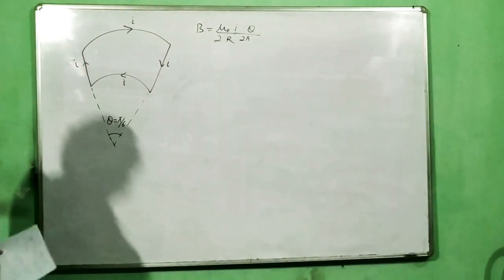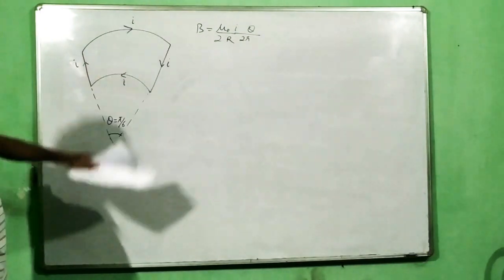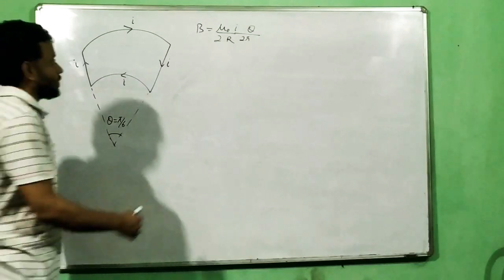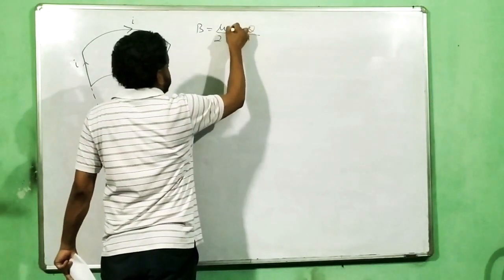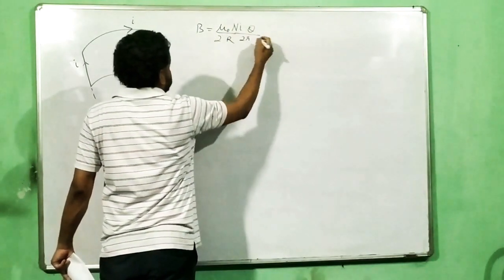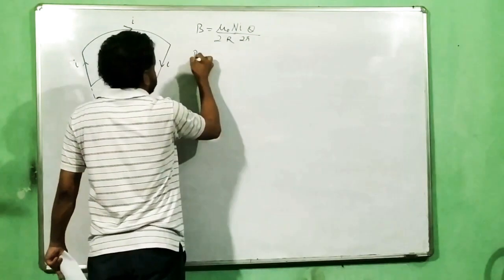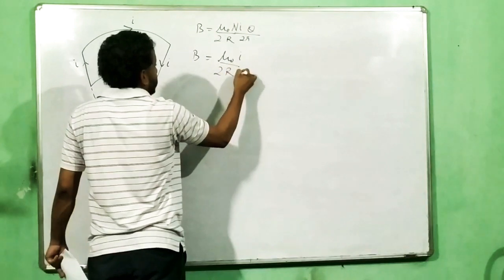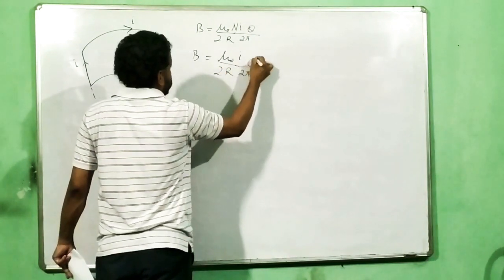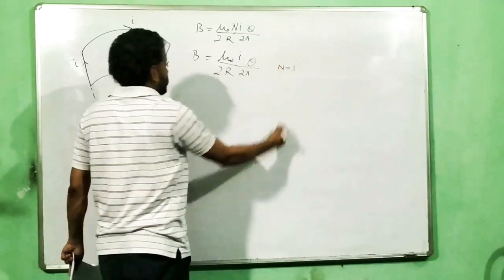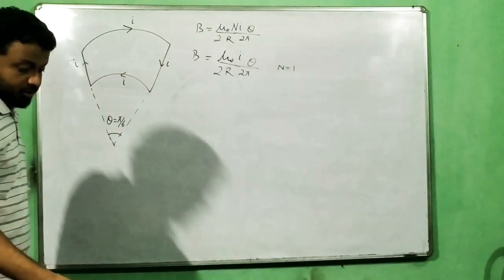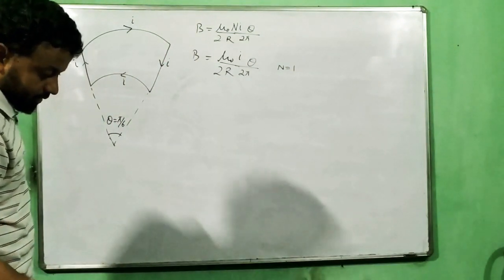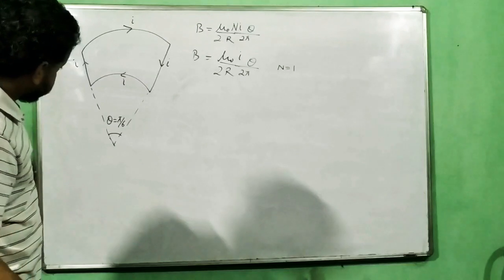If there are n number of turns, there is only one turn, so my number of turns is 1. So the value of n is basically, in the formula there is an n over here. So we have mu naught I by 2r into 2 pi multiplied by theta for n equals to 1. So number of turns is 1 for me. Okay.